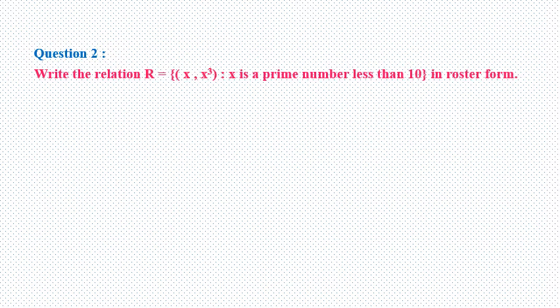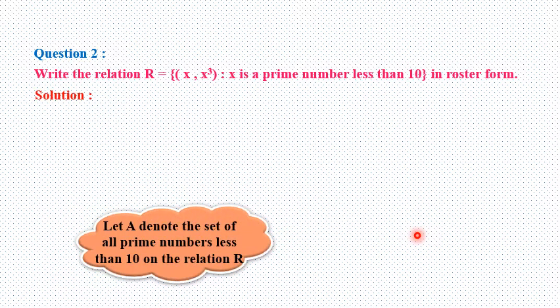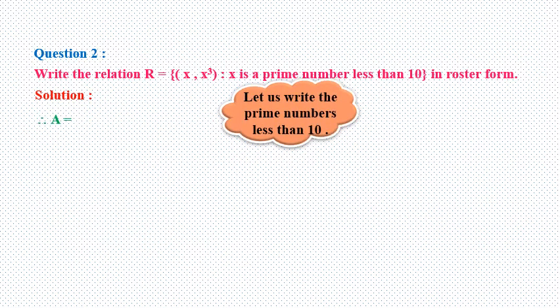Now come to the next question. Write down the relationship x cube, x is a prime number less than 10. What is x they are talking about? It's a prime number less than 10. You should remember what are the prime numbers less than 10. Correct? Yes. So A denotes the set of prime numbers less than 10.